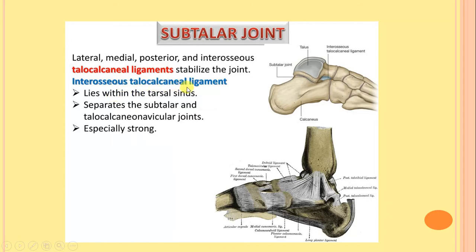The interosseous talocalcaneal ligament is very important. Here is the gap, and you can see that this ligament is filling the gap between the calcaneum sulcus and the talus. So it's a very special, especially strong ligament joining the two bones, the interosseous talocalcaneal ligament.